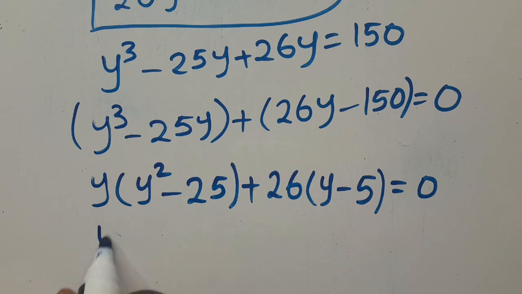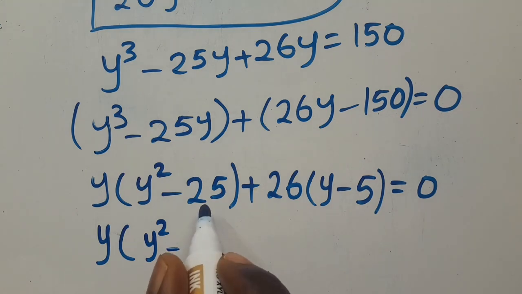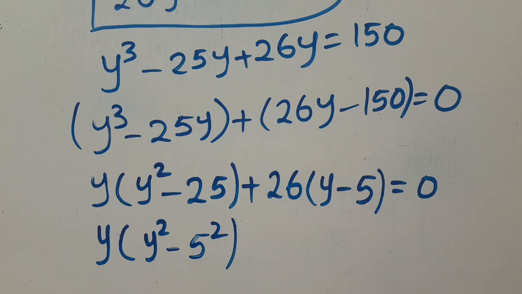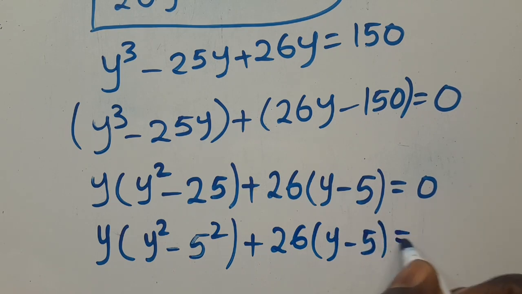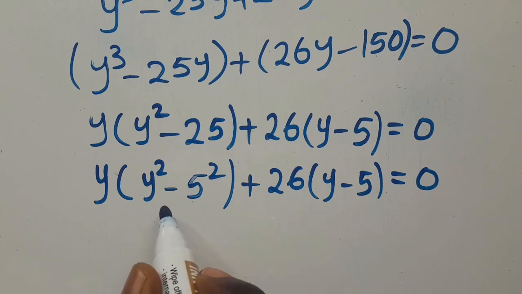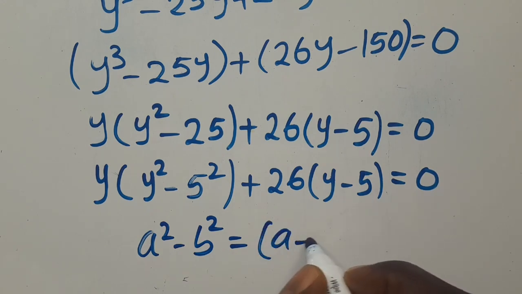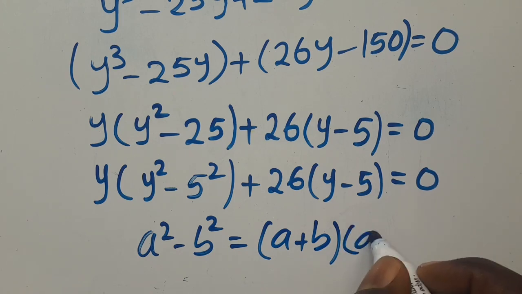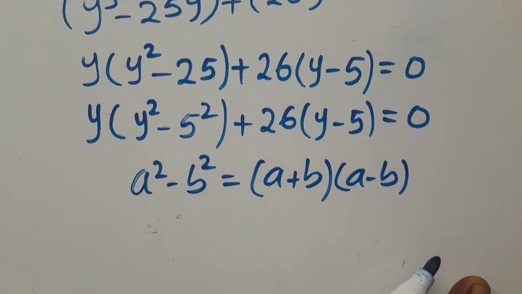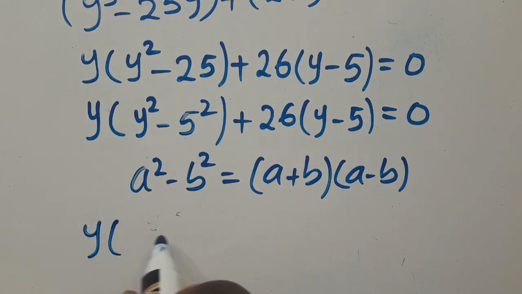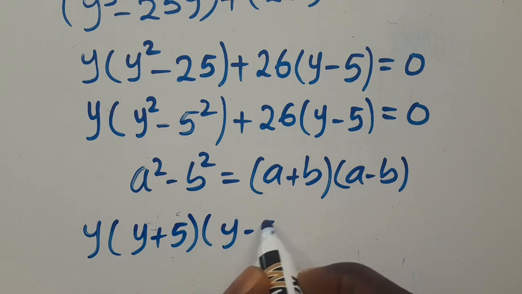Then when we have this as y, open bracket, y to the power of 2 minus, let's write 25 in base 5 as 5 to the power of 2, plus 26 into y minus 5, we close the bracket. We call this difference of two squares. When you have a to the power of 2 minus b to the power of 2, you have it as a plus b, again multiplied by a minus b. Then, by applying it here, we have y outside. Here will be y plus 5, all in brackets, again multiplied by y minus 5.